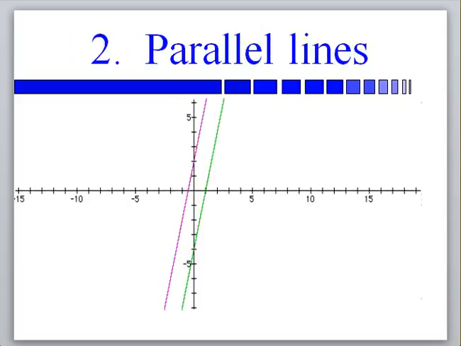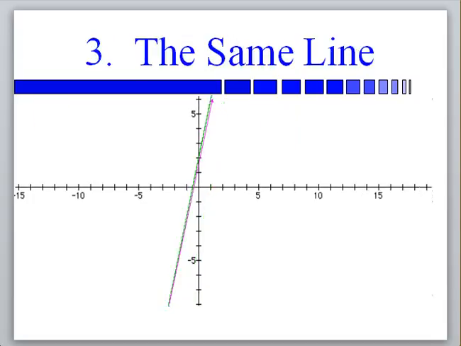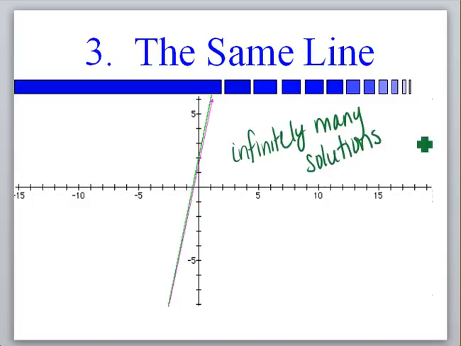The second thing that can happen is you could have parallel lines. Parallel lines never intersect. So when you have parallel lines, we will say that there is no solution, meaning there is no point of intersection. The third thing that can happen is that you can actually have the same line. I have a pink line and a green line. They're lying on top of each other, so you have the exact same line. The type of answer we would put here is infinitely many solutions, meaning it intersects everywhere, so we don't even know how many solutions there are. There's infinitely many.